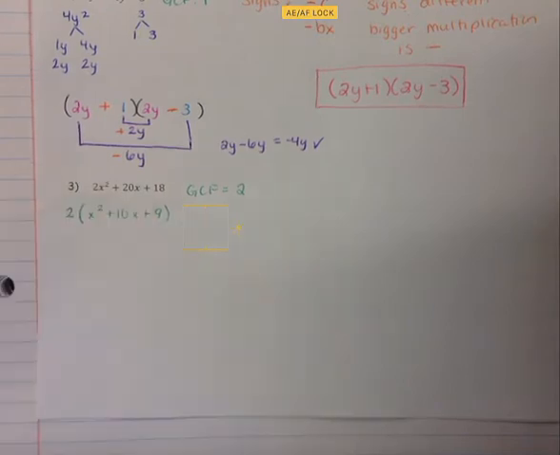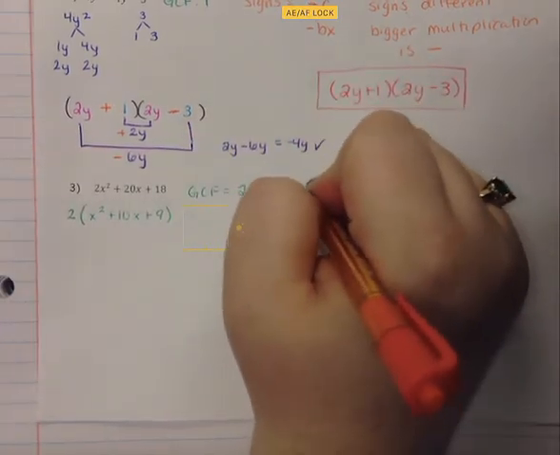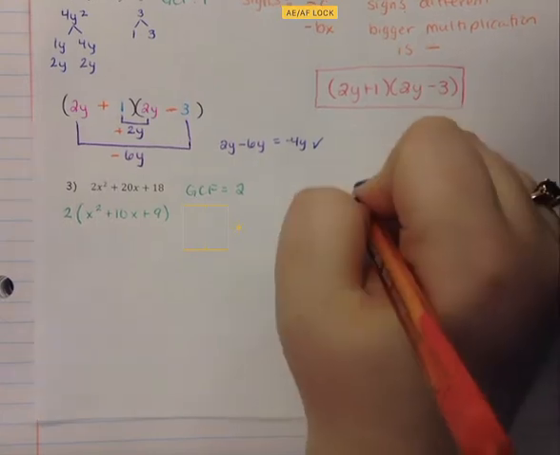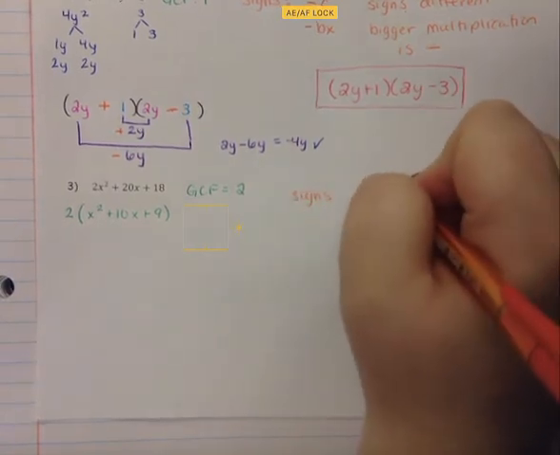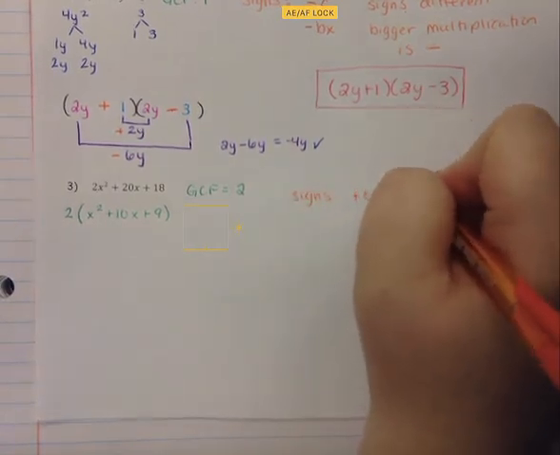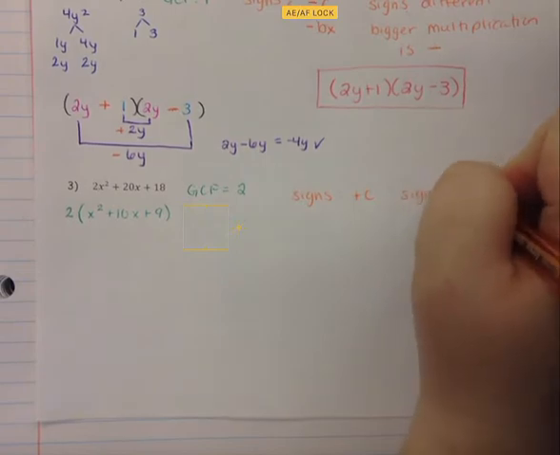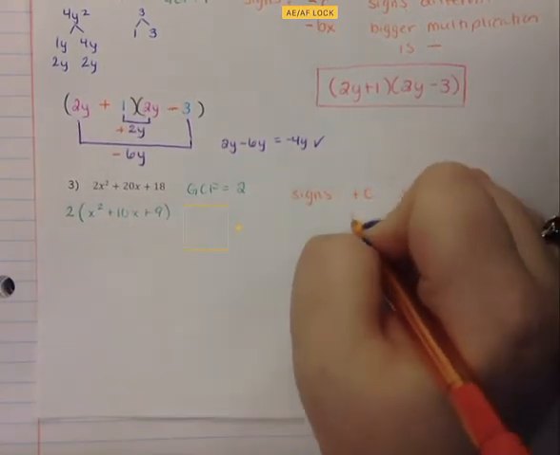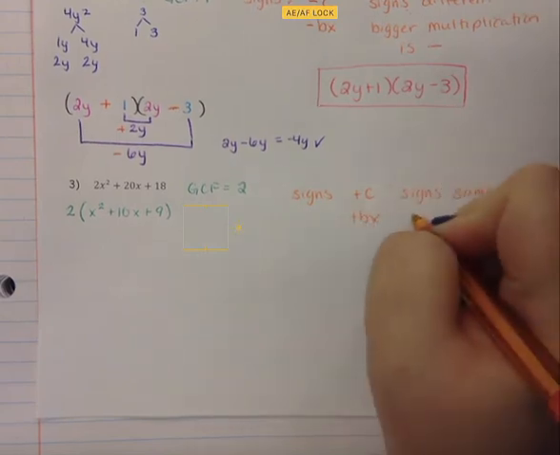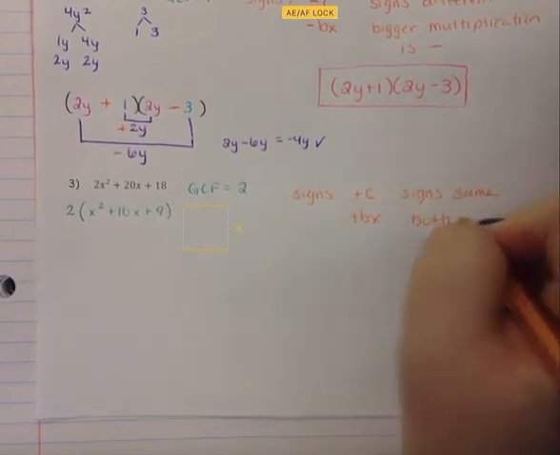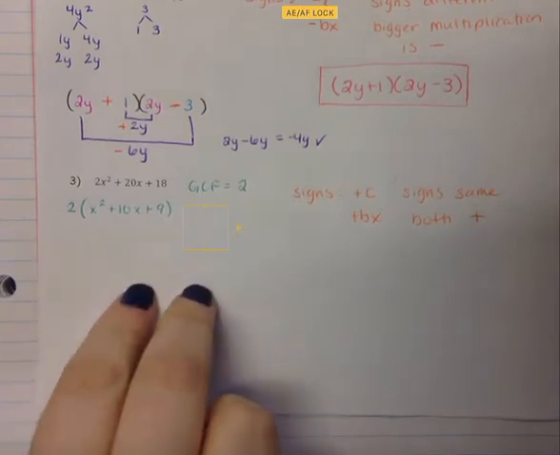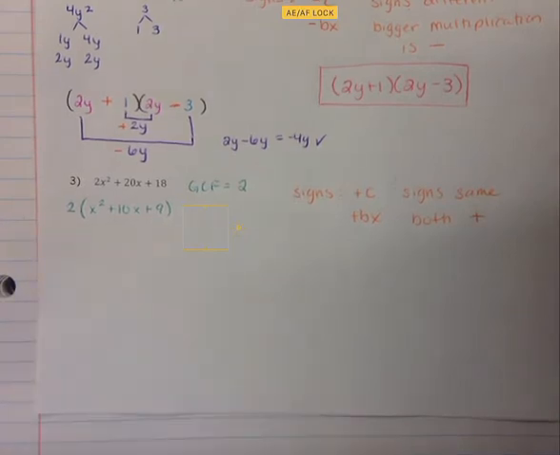So you look at our signs. You have a positive 9, so our positive c tells us that we will have the same signs. So signs are the same. And then we look at our bx term, which is also a positive. We have a positive bx, which tells us that both are positive. So when we go to our parentheses, we know we're going to have both signs positive, so we can put those in before we even finish.